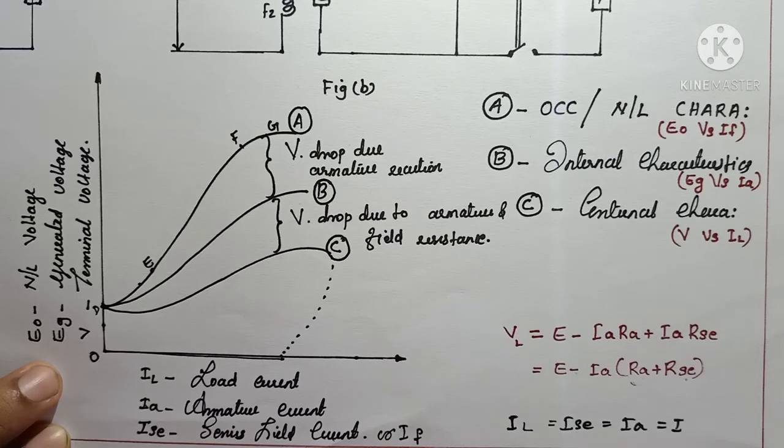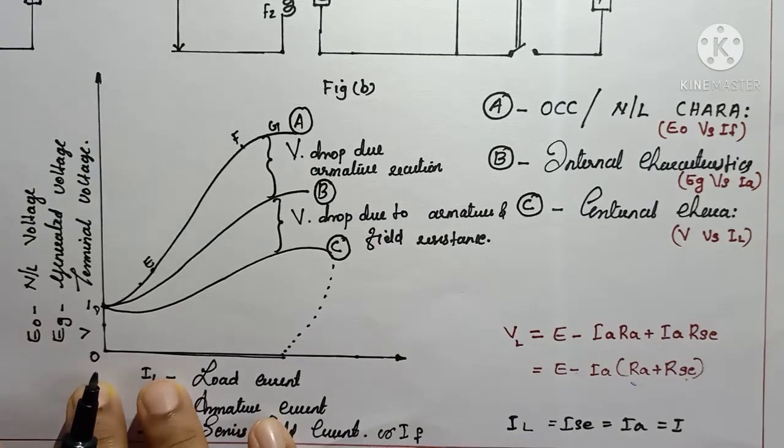And definitely we can say that it is not suitable to use series wound generators as a constant voltage source, because the voltage will reach zero depending on the load. But we can say that series wound generators are a constant current source.